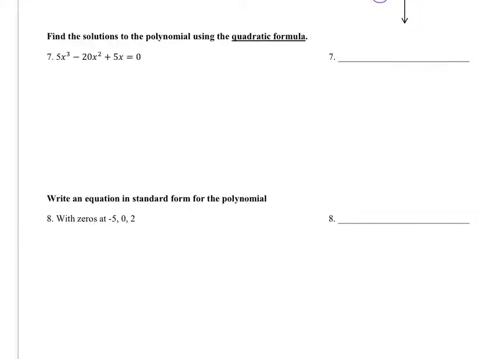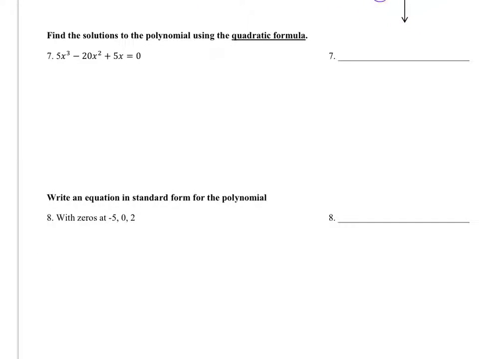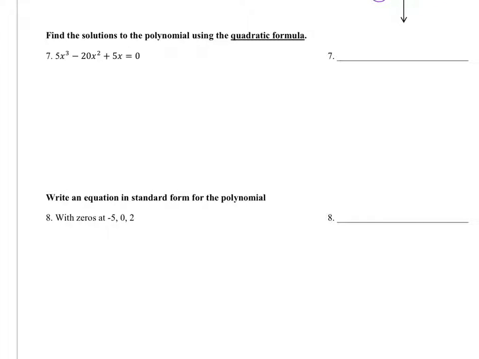Question number 7, I need to use my quadratic formula. It's telling me I need to use my quadratic formula. However, the first thing I notice is I have a 5 and an x in common. So I can take out a 5x, leaving me with x squared minus 4x plus 1. I took out a 5x, leaving me with a 1 there. 5x divided by 5x is 1. Now one thing I know, this right here is going to give me an answer of 0. x would be equal to 0 there. So I'm going to write over my answer ready for that one.